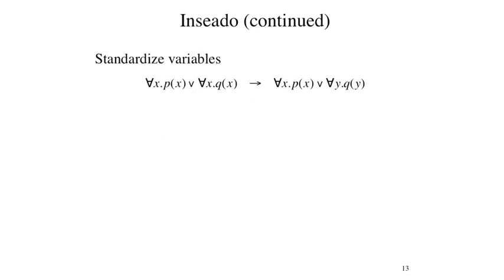In the third step, called standardized variables, we rename variables so that each quantifier has a unique variable. That is, the same variable is not quantified more than once within the same sentence. For example, in the case shown here, we rename the variable x in the second disjunct to y.